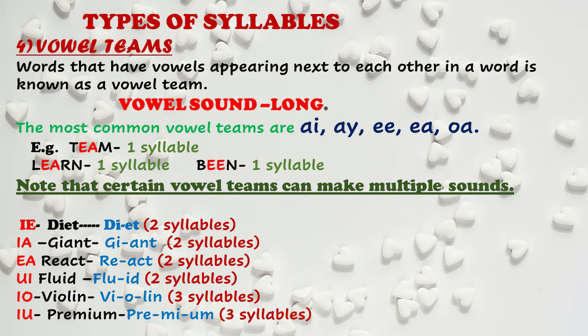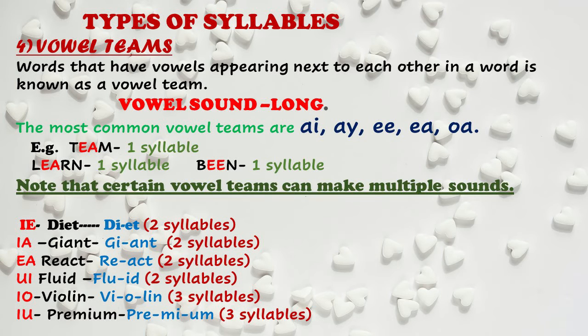Now let's look at the vowel team combination IO. Let's look at the word violin. Vi would be one syllable since you hear the I sound. O would be the second syllable, and the third syllable would be lin. You can distinctively hear the I sound in lin. So it would be violin. All right, it would be violin, and this would be three syllables.